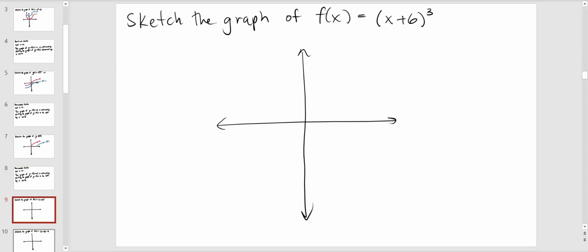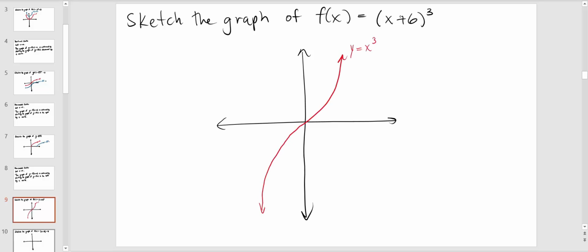Let's sketch the graph of f of x equals (x plus 6) cubed, the cube of the binomial x plus 6. I like this example because if this thing was multiplied out, it would look like a nightmare to graph, when in fact it's pretty easy to do. We're going to start with our base function, which is y equals x cubed. That's that one that kind of snakes vertically through the origin like this.